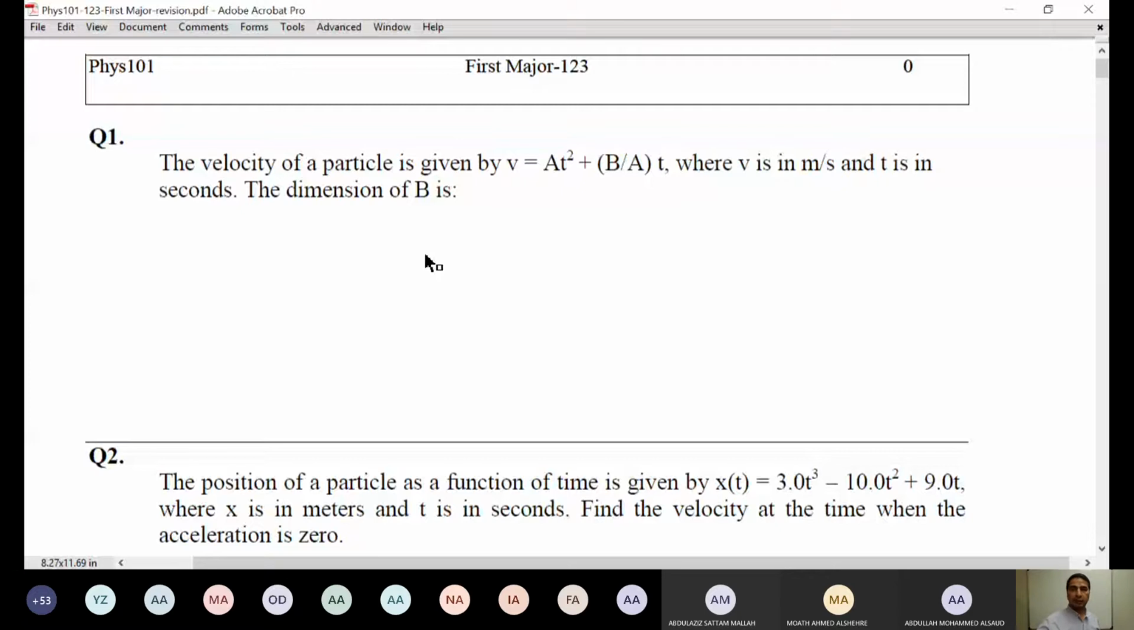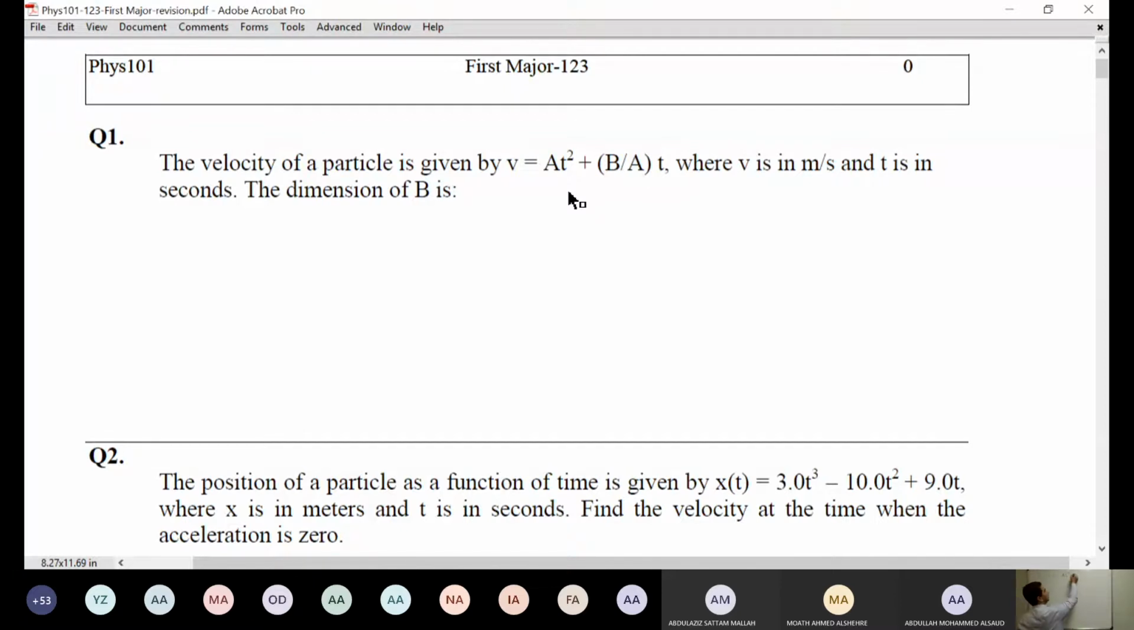Whenever you are looking at any equation, whatever the unit of the quantity is on one side, the remaining terms which are added or subtracted in the equation should have the same units. Here, in b divided by a times t, there are 2 unknowns, so I will take a t square, the first term, which has only one unknown.